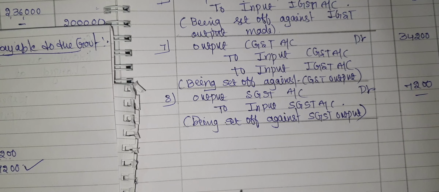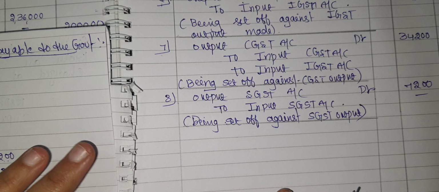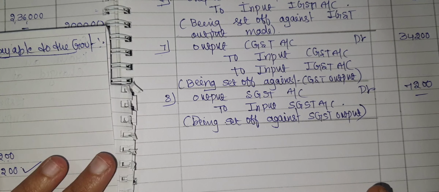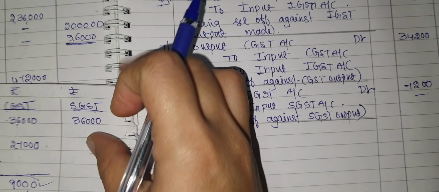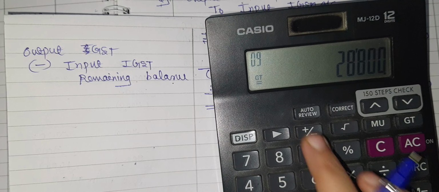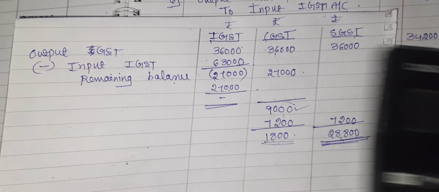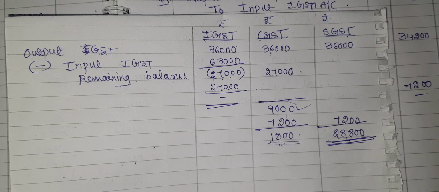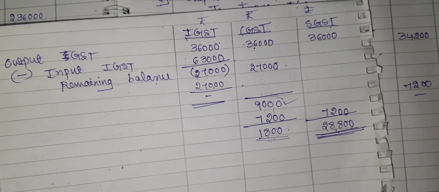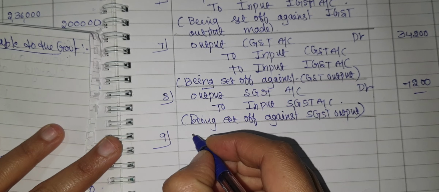Now our last entry is related to the net payment, or final payment, of GST to the government. That is rupees 28,800 plus 1,800, that is rupees 30,600. 30,600 amount we need to pay to the government. So the entry is the 9th one.